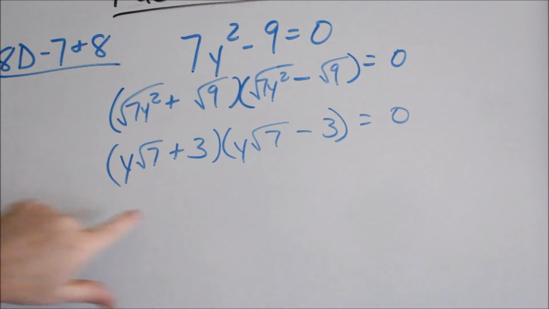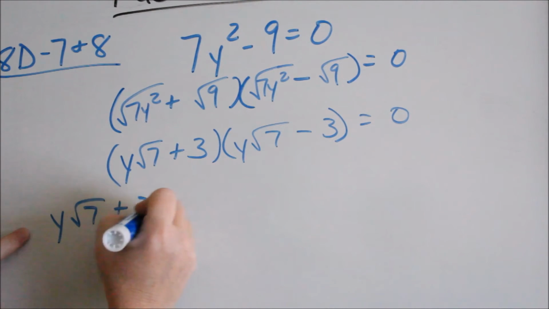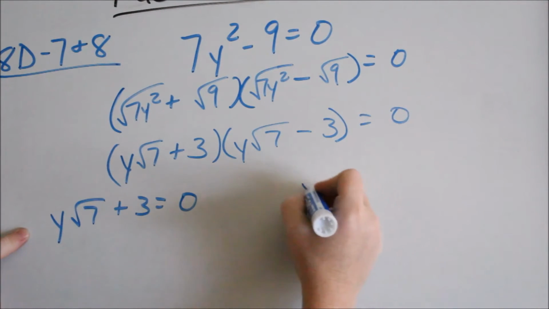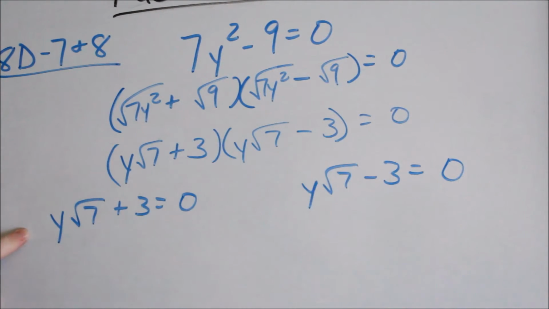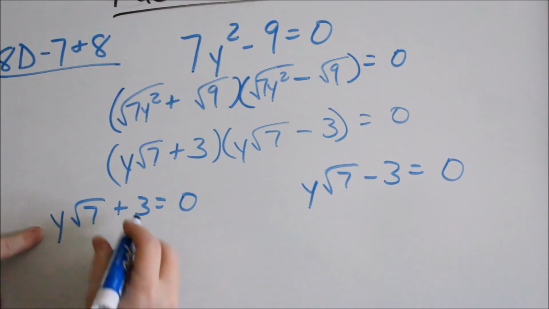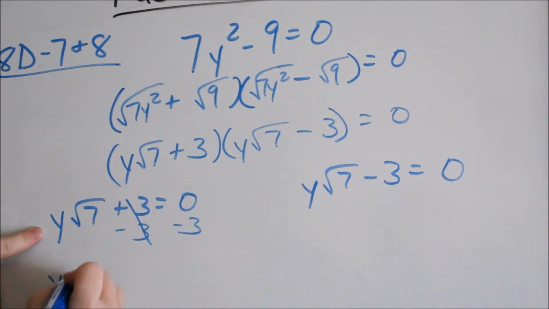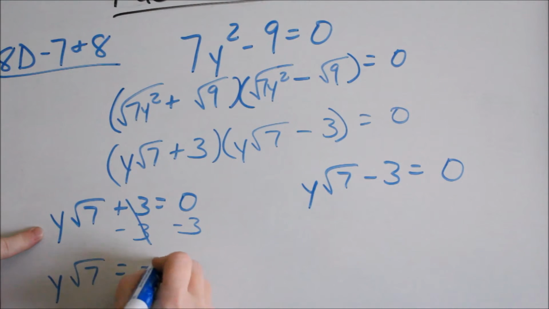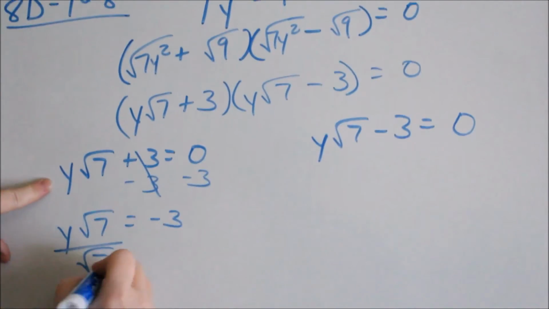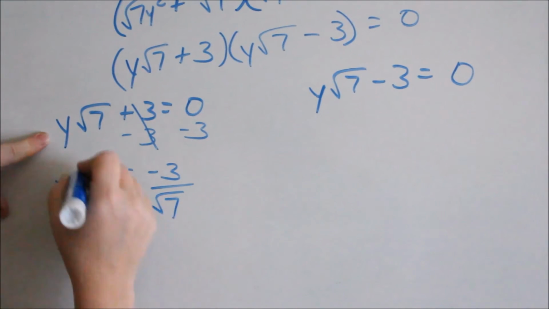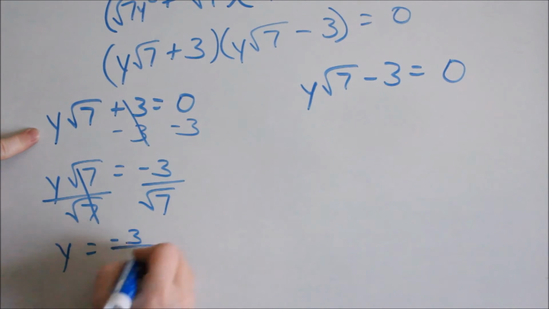Now we set each parentheses equal to 0. So we have y square root of 7 plus 3 equal to 0, and y square root of 7 minus 3 equal to 0. Now let's solve this one. Subtract 3 from both sides, so you get y square root of 7 equals negative 3. I'm solving for y, so I have to get rid of the square root of 7 by dividing it away. That goes away. Y equals negative 3 over square root of 7.